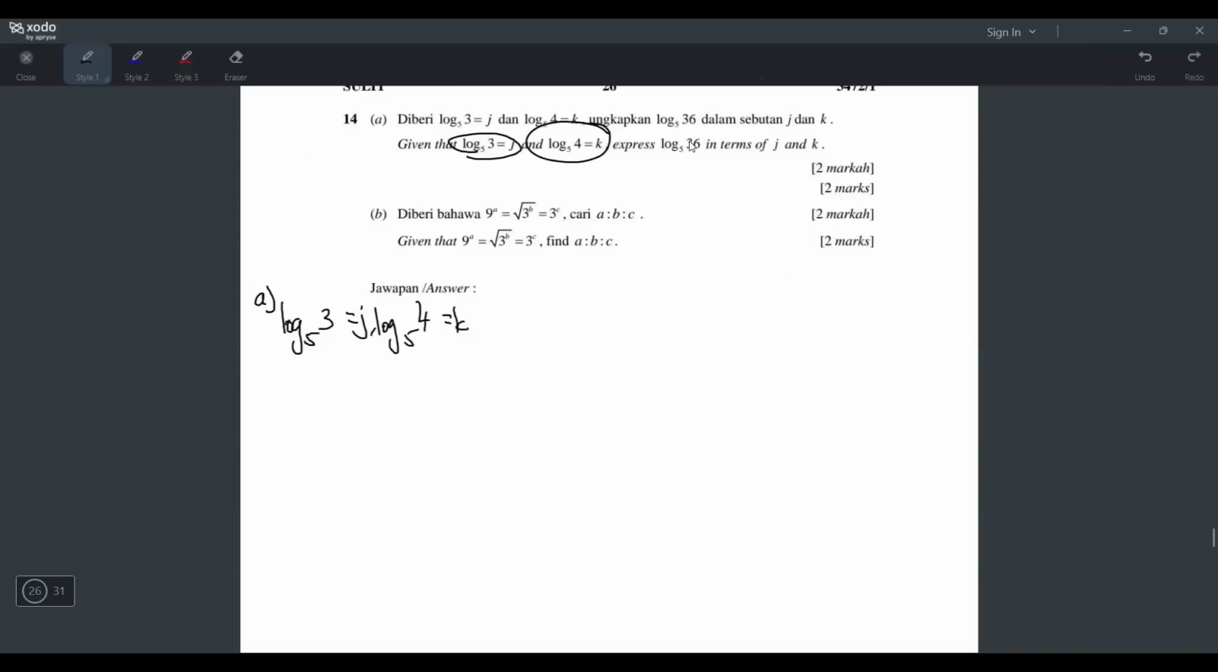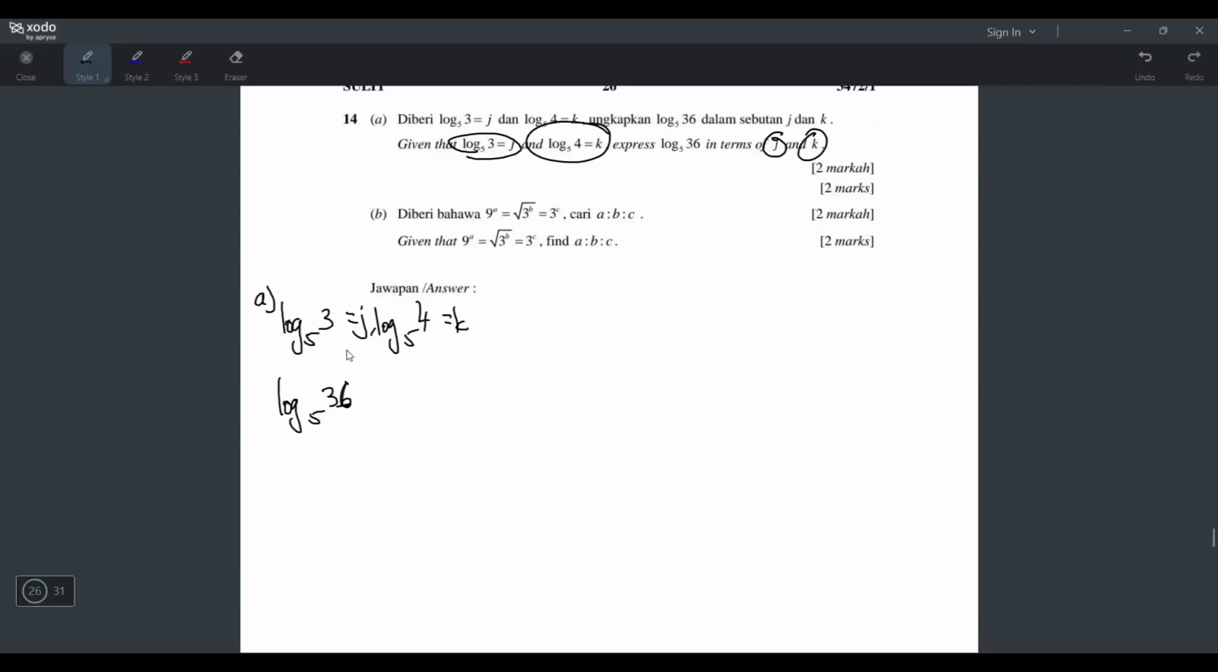And now what do you want to find? Log 36 base 5. Oh, the question is also asking for base 5. So the base is the same already. Expressed in terms of J, K. Okay, when we are doing indices or log questions, you should always check the base first, and try to make it the same base if possible. And if it's not the same base, there's not much you can do, right?